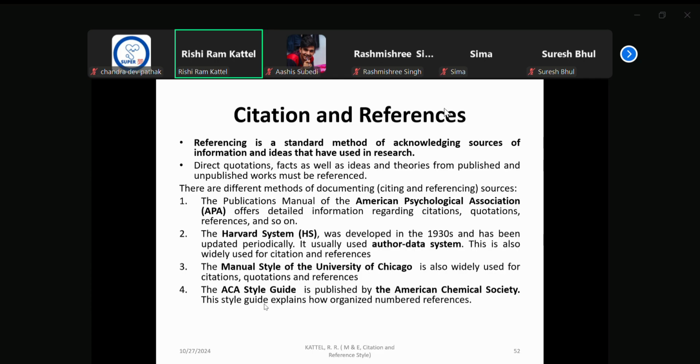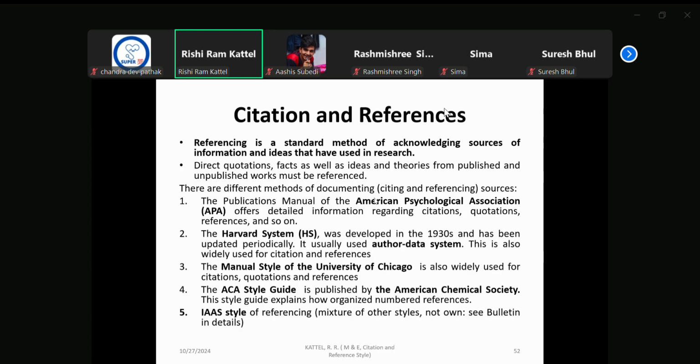The style guide explains how to organize the numbering of references. You have to put numbers also. There are APA, Harvard System, University of Chicago, ACS style. These are very common, but normally you have to use APA style in our AFU guidelines.